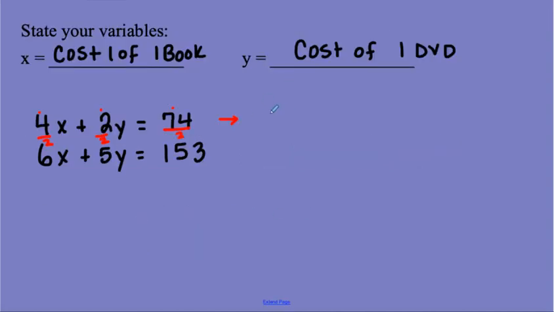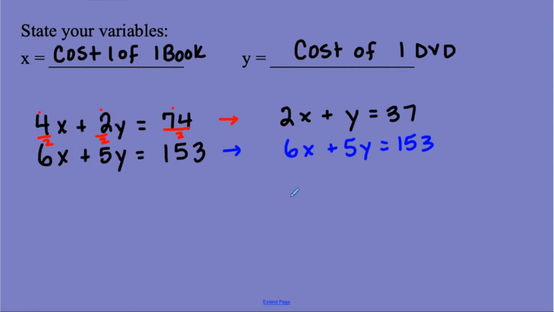I'm going to rewrite it over to the right so it's nice and neat for myself. That's going to give me 2x plus y equals 74 divided by 2, which is 37. Now I want to rewrite the second equation right under it, because when I use systems, I like them to be right under each other like that. Now you can see that I've only got to change one equation.